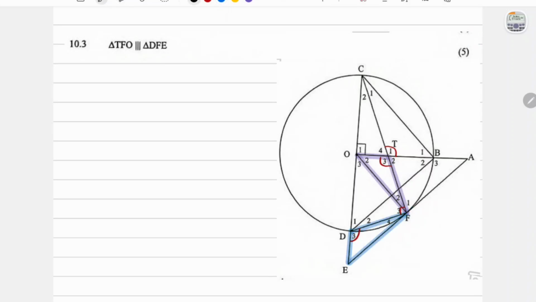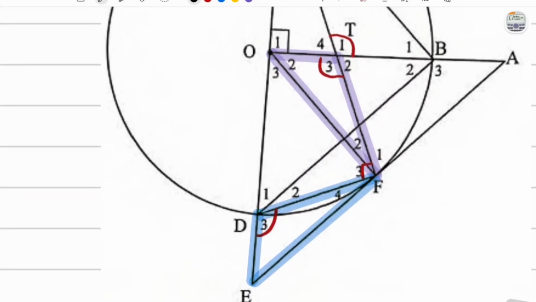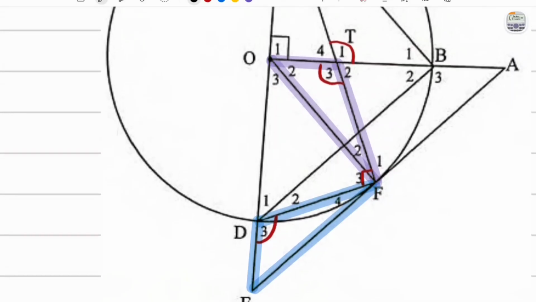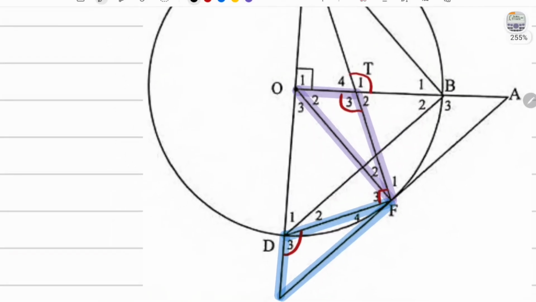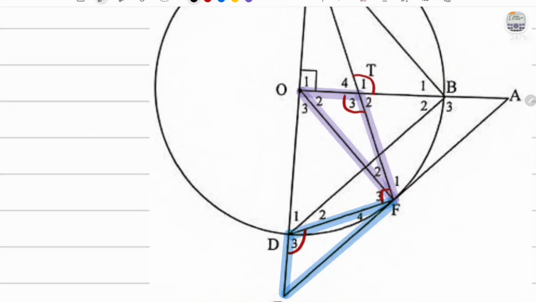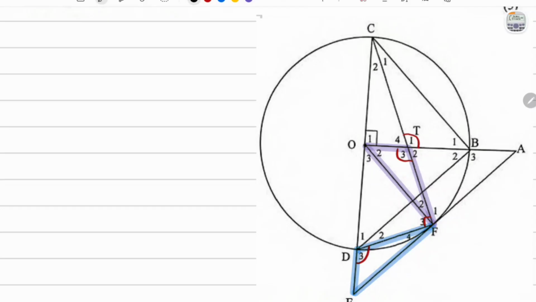In order to prove that these two are similar, we have to prove that all their angles are the same. The good thing is we have an angle that is the same in both of them. You see that T3 and D3 are equal. So we only actually have to prove one more angle. If we can find one more angle, then by default, the third angle in the triangle is equal. So let's find that one more angle. Where is that going to be? Okay, I see something.